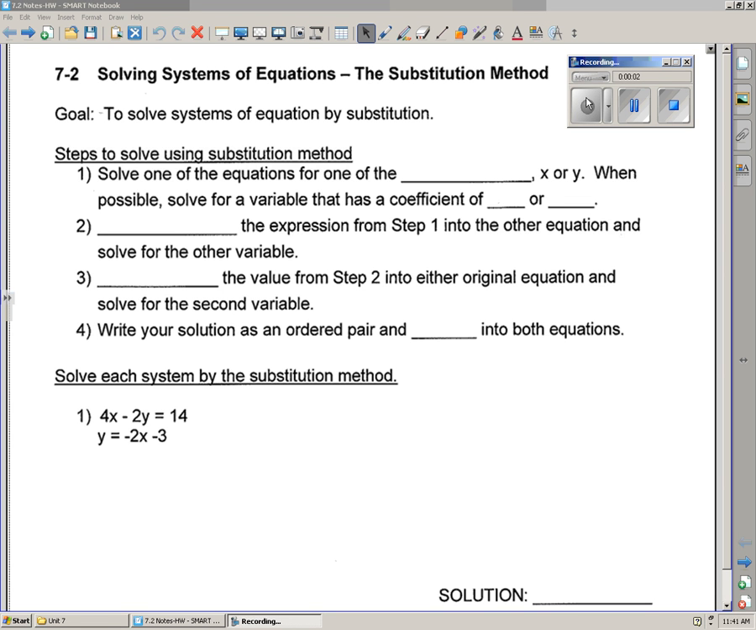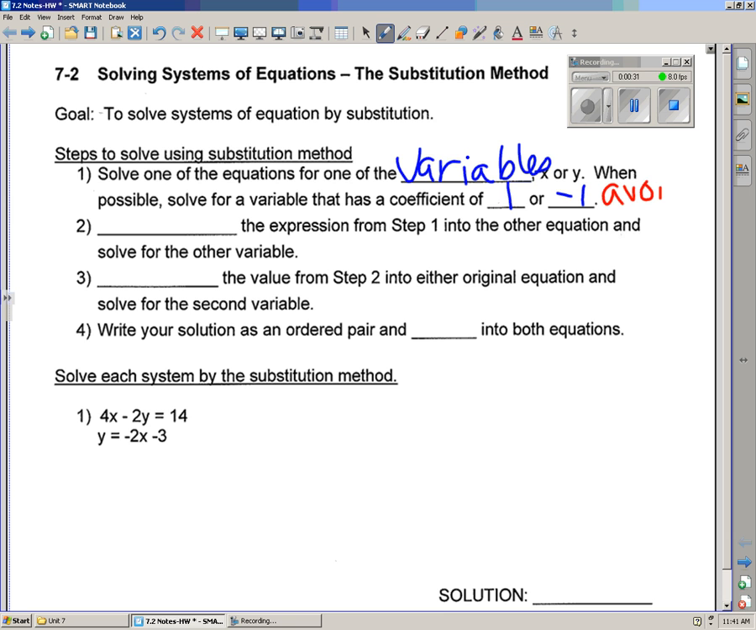Okay, so for this lesson, we're going to learn how to solve systems using the substitution method. We've done the graphing method already, and this one's the substitution method, and we've got one more to do tomorrow. When we solve using substitution, you need to solve one of the equations for one of the variables, either x or y. You want to solve for a variable that has a coefficient of either 1 or -1, because you want to avoid all fractions. So if you can avoid fractions by solving for either x equals or y equals, then that's what you want to do.